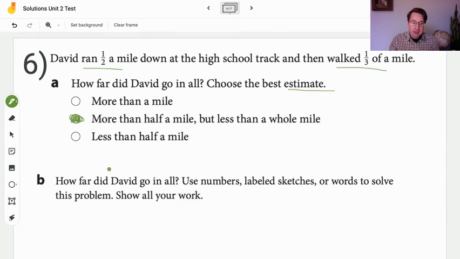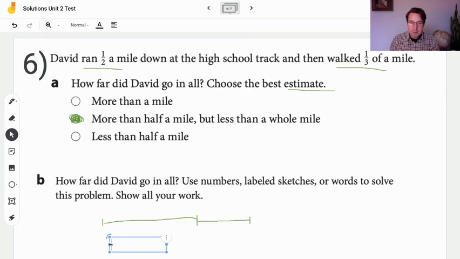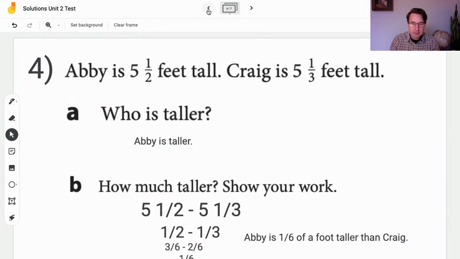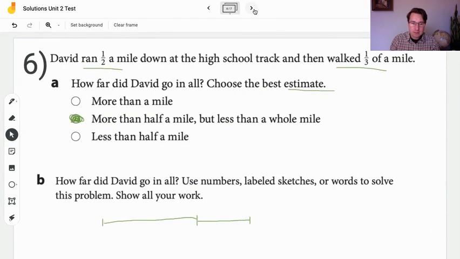All right. How far did he go in all? Use numbers, label sketches, or words to solve this problem. Well, you could draw it out like this. Here's a half. And then you could add a third there. And you can write that out. But I'm actually going to do this in numbers. Because 1/2 plus 1/3. I think we saw this. Didn't we see this earlier in the test? 1/2 and 1/3 right here. Oh, it's subtraction though. Okay.